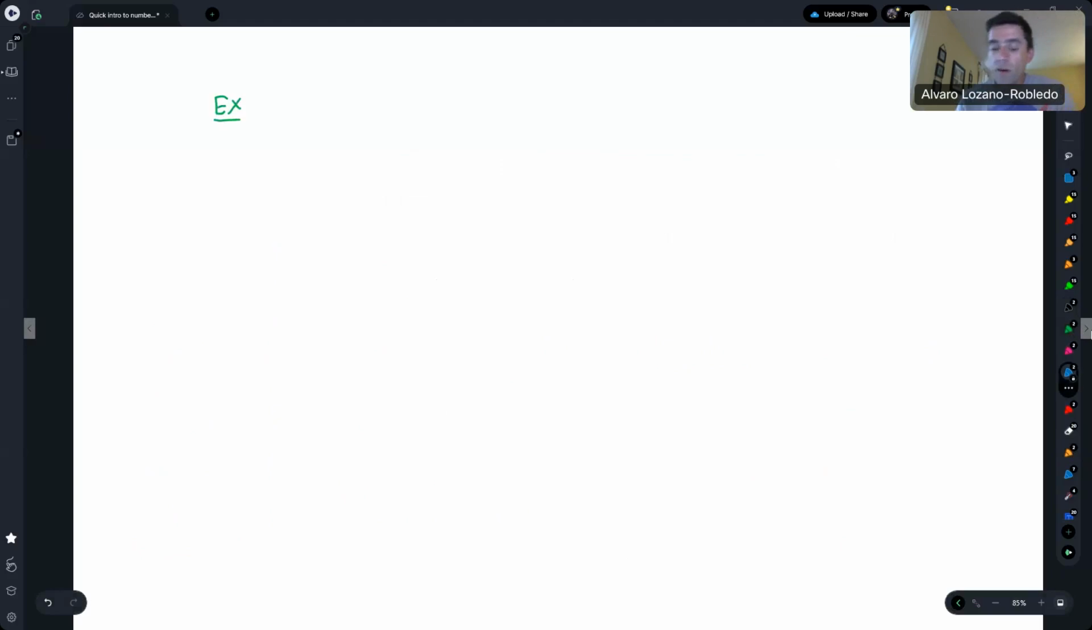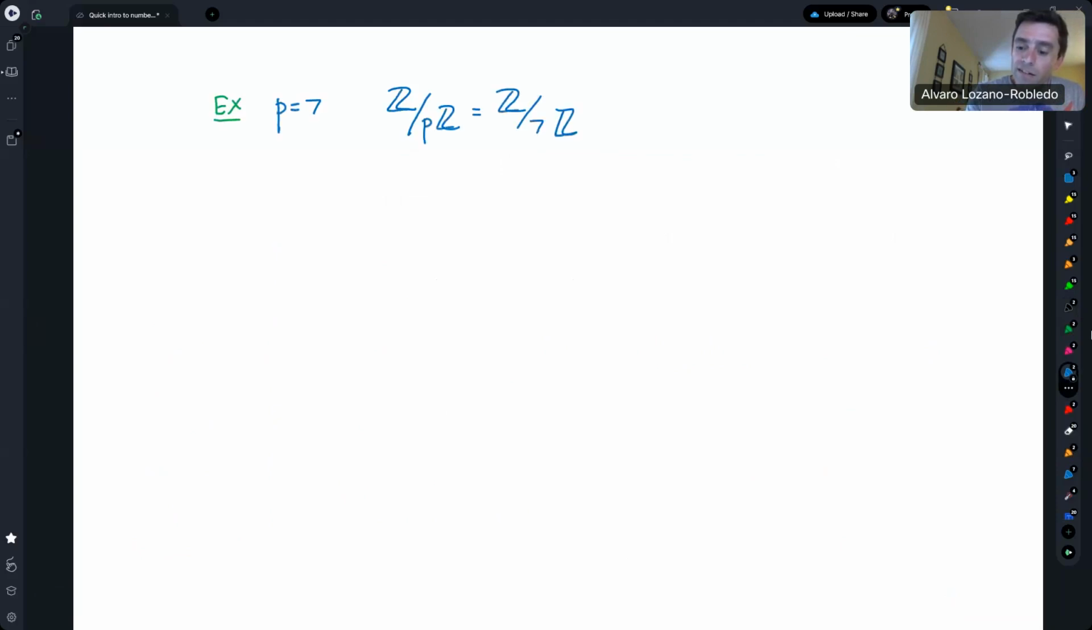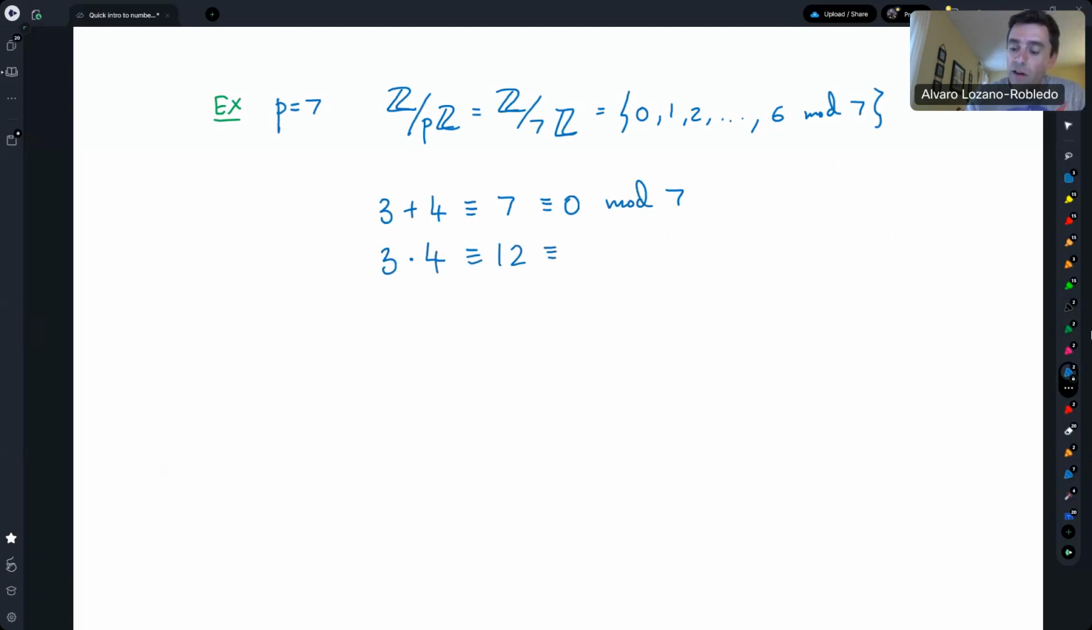So for example, when P is 7, Z mod PZ is Z mod 7, Z, and this is 0, 1, 2, up to 6 mod 7. And I can add, so 3 plus 4, that is 7, which is 0, modulo 7. I can multiply 3 times 4, that is 12, which is 5, modulo 7. And I can find multiplicative inverses. What is the multiplicative inverse of 3?